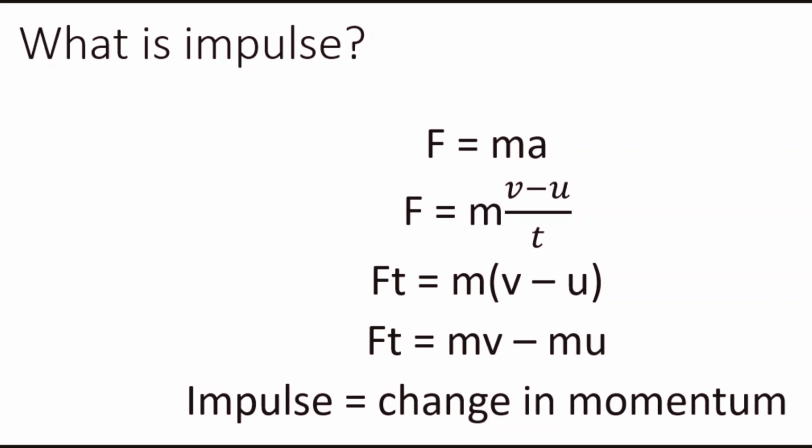Now the change in momentum is on the right hand side. Let's have a look on the left hand side. On the left hand side, you've got force times time. Now that is the definition of impulse. So impulse is change in momentum, or force times time. You could use the units newton seconds, because the unit for force is newtons and the unit for time is seconds. The units for momentum would be kilograms times meters per second, so kilogram meters per second.